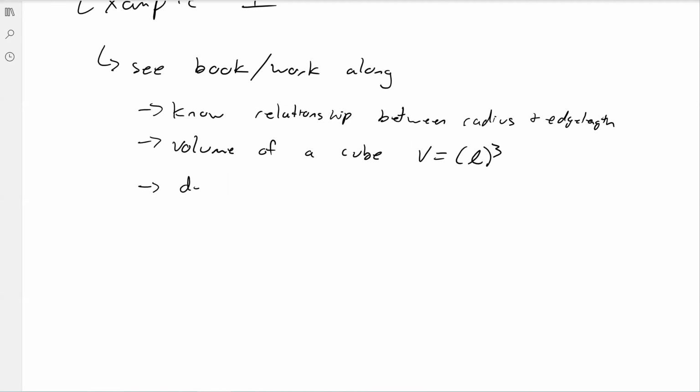We need to know that density is equal to mass over volume. And of course, we also need to know that there are 10 to the 12 picometers in 1 meter. So these things, like edge length and even atomic radius, are usually measured in picometers.